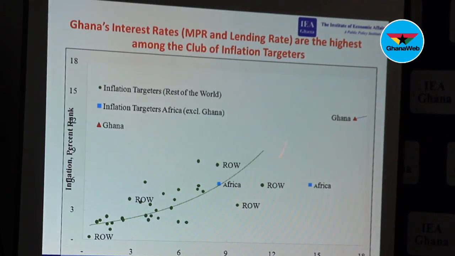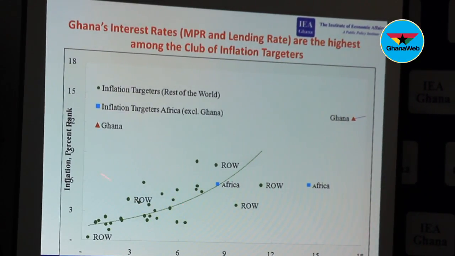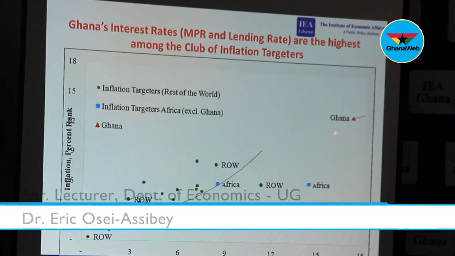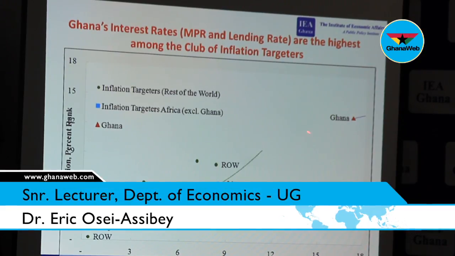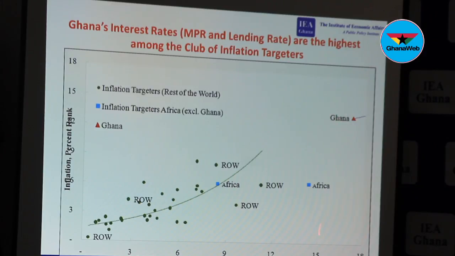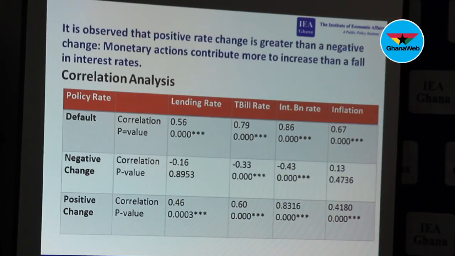And if I show you this graph, the vertical line is inflation, the horizontal line is monetary policy rates. For all inflation targeting countries, Ghana's rates are not even comparable to any one of them, even to the rest of the African countries. Inflation was 15.5 at the end of 2016, and the average monetary policy rate was 17.5. It was the highest among all these countries.